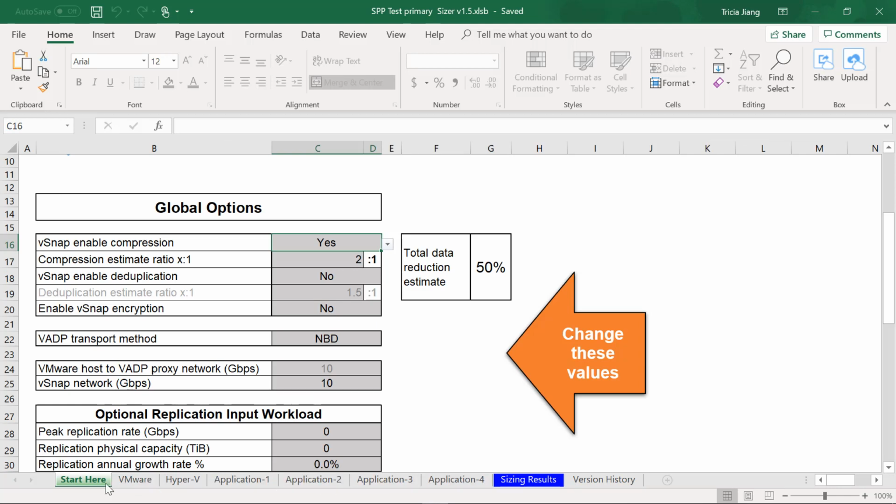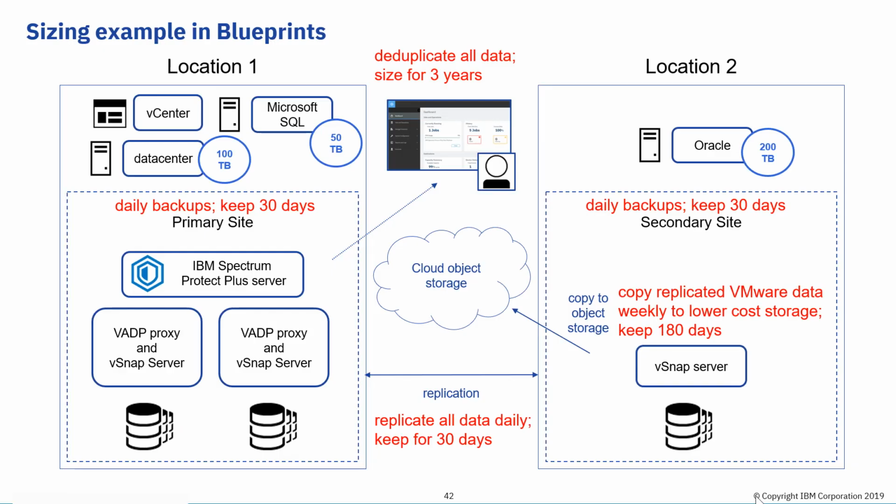So the next step you're going to need to do is to collect information about the environment you want to be protecting. And if you do check out chapter 2 and 3 of the blueprints, that will help you gather that information. In the next video, we'll go through the example I laid out in the introductory video and enter these parameters into the spreadsheet. So with that, we'll go ahead and start entering the global values into the spreadsheet in our next video.